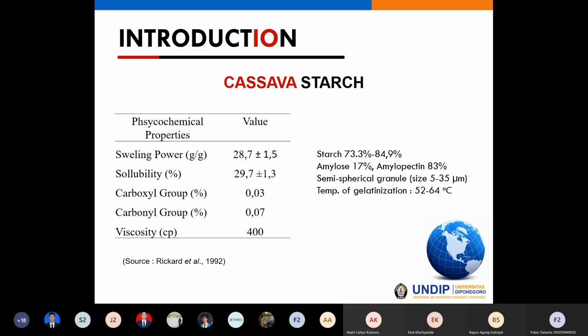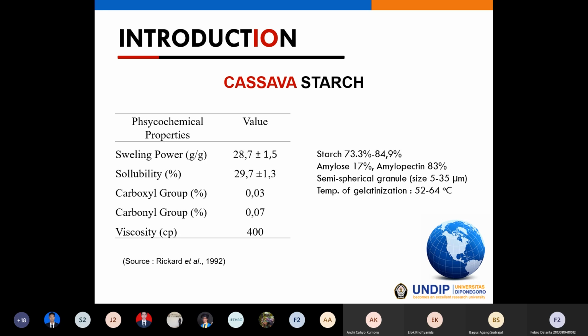Cassava starch is an important food crop in Indonesia and has the potential to be developed as a substitute for flour, but the starch granule characteristics need to be changed so that the ability to expand can be enhanced. Cassava starch has the physical properties in this table: swelling power of 28.7, solubility of 29.7%, carboxyl group of 0.03%, carbonyl group of 0.07%, and viscosity of 400.